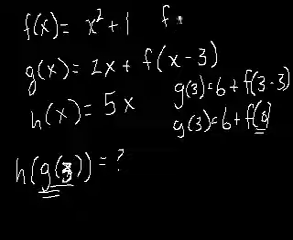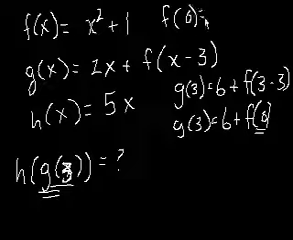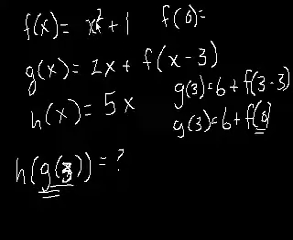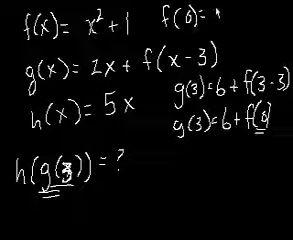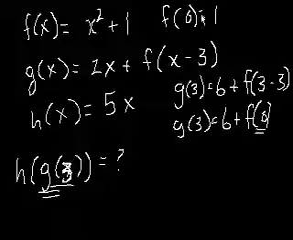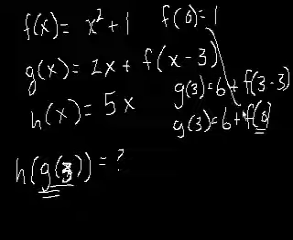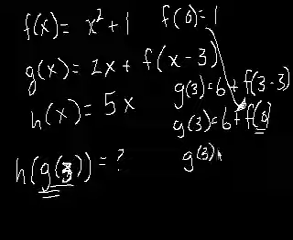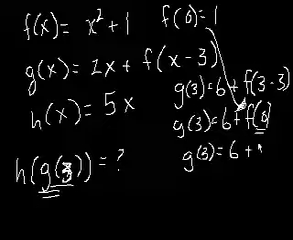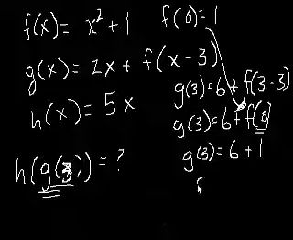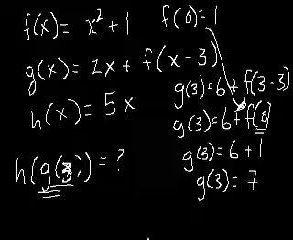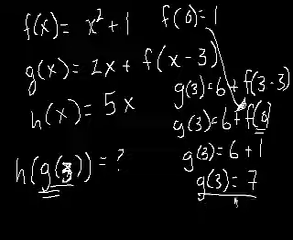F of 0 is equal to, well, you replace the 0 here, so you get 0 squared, which is 0, plus 1. So f of 0 is 1. So you take that and you replace it for f of 0. So you get g of 3 is equal to 6 plus 1. So g of 3 is equal to 7, right?